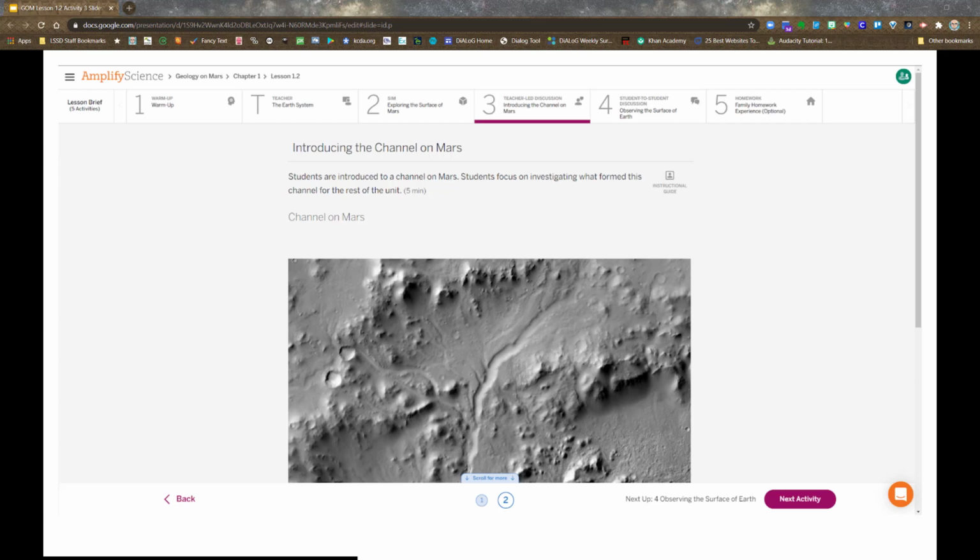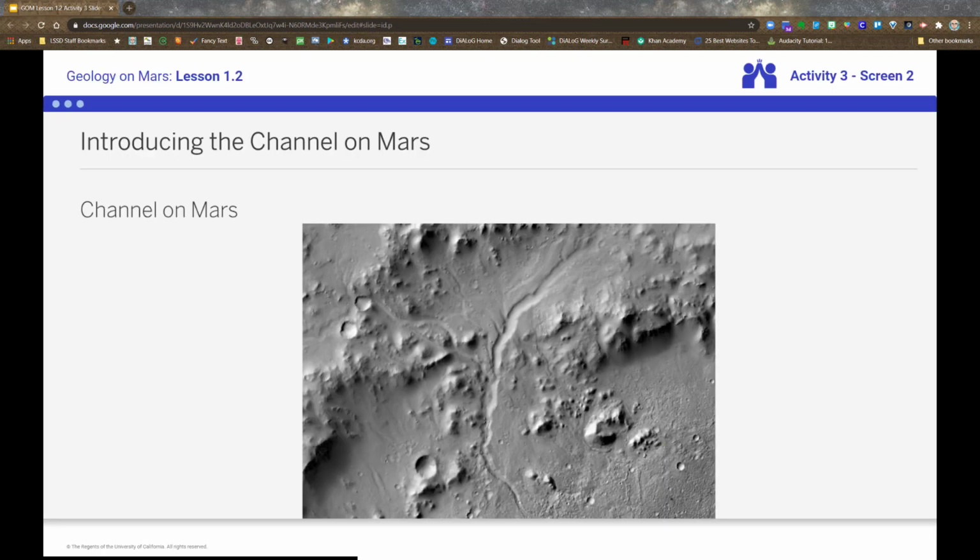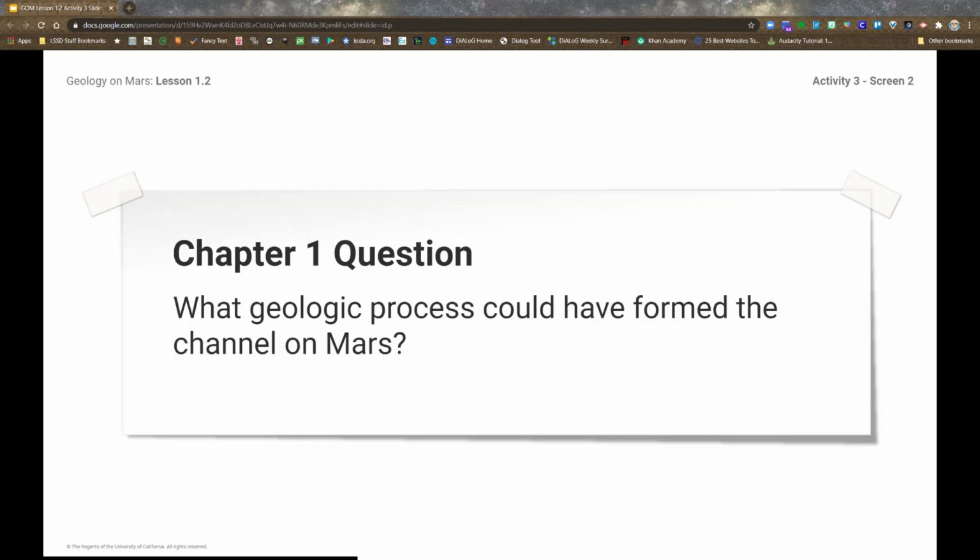Here's what your student screen looks like for this part of the lesson. This is a channel that geologists found on the surface of Mars. The Universal Space Agency is very interested in this channel and finding out what formed it because it could provide evidence that Mars once had flowing water, a key condition for life to exist. In your role as a student planetary geologist, you will help the agency figure out what formed this channel.